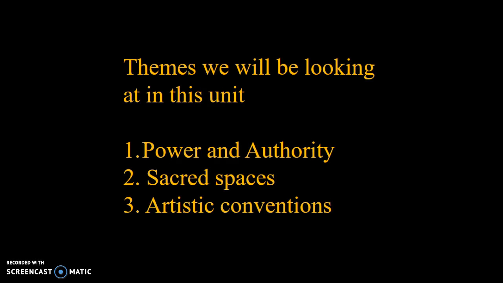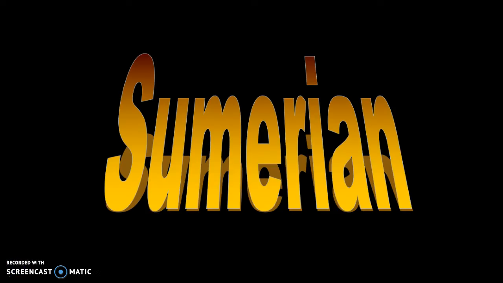Themes that we'll be looking at in this unit: power and authority. We'll be looking at this idea of sacred spaces, and again, really focusing on this notion of artistic conventions. What we'll see happening during this period is that many different groups, or city-states, come into power, and they're constantly fighting and battling each other. So the first group we're going to be looking at are the Sumerians.